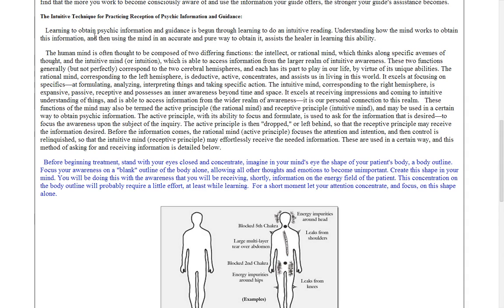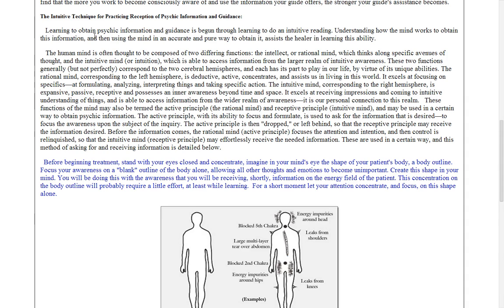These functions of the mind may also be termed the active principle, the rational mind, and the receptive principle, the intuitive mind, like electromagnetic. The left brain is electro, because it sends, and the right brain is receptive, so it attracts. Just like a man sticks and a woman receives. You see, that's why it's seen that way. It may be used in a certain way to obtain psychic information.